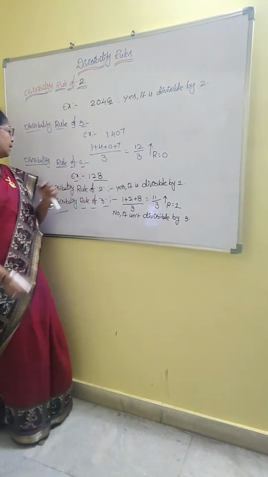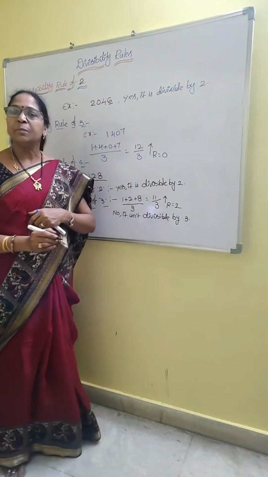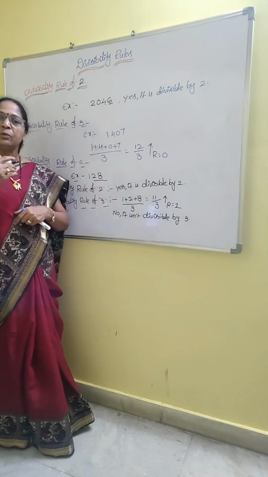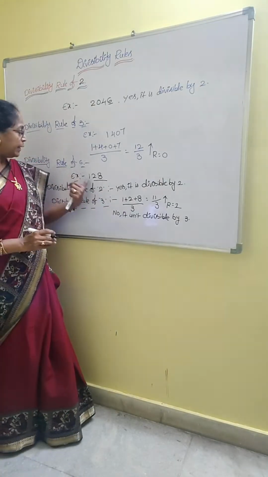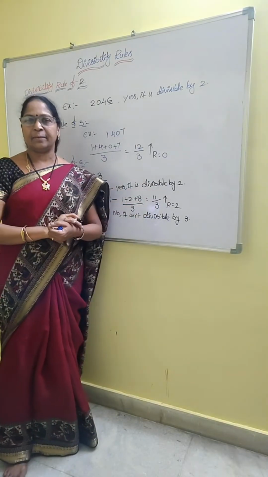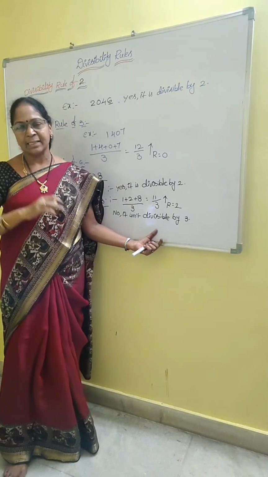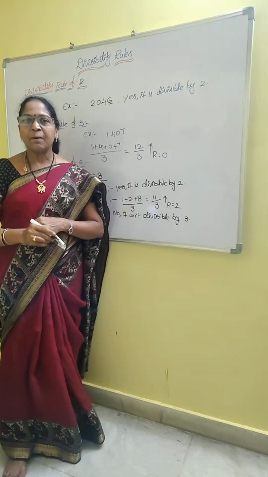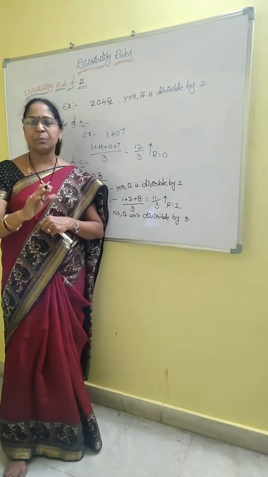Now you can apply the divisibility rule of 6. Now you have to check it. So what is the divisibility rule of 6? If the given number is divisible by both 2 and 3, then only the given number is divisible by 6. But here the given number is divisible by 2, but it is not divisible by 3. Then the given number is also not divisible by 6. Why? Because if the number is divisible by 6, the given number must be divisible by both 2 and 3. That is the divisibility rule of 6.